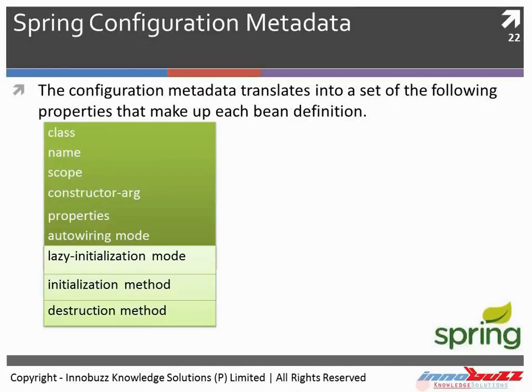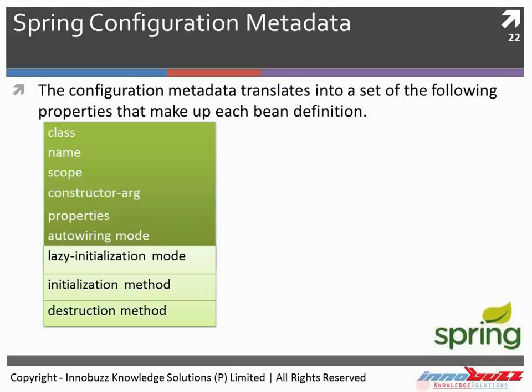So you have scope. This attribute specifies the scope of the objects created from a particular bean definition, and it will be discussed in further course of our Spring training. There is also constructor-arg. This is used to inject dependency and will be discussed again further in future slides. Properties. This is used to inject the dependency. Autowiring mode, this is used to inject the dependency again.